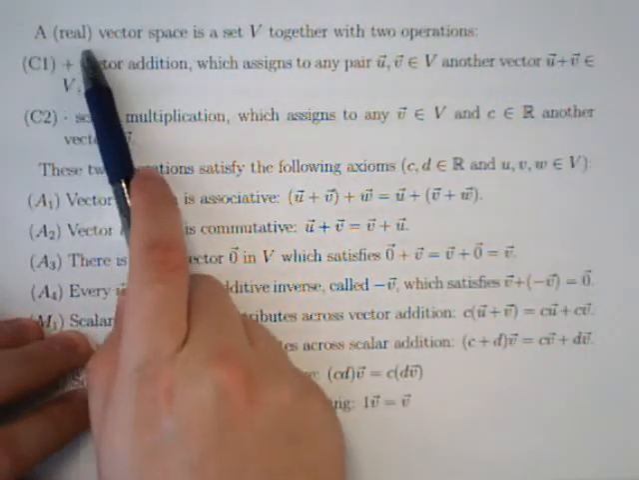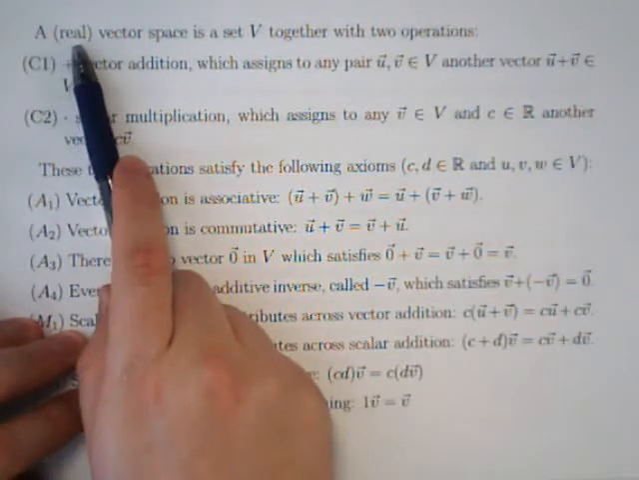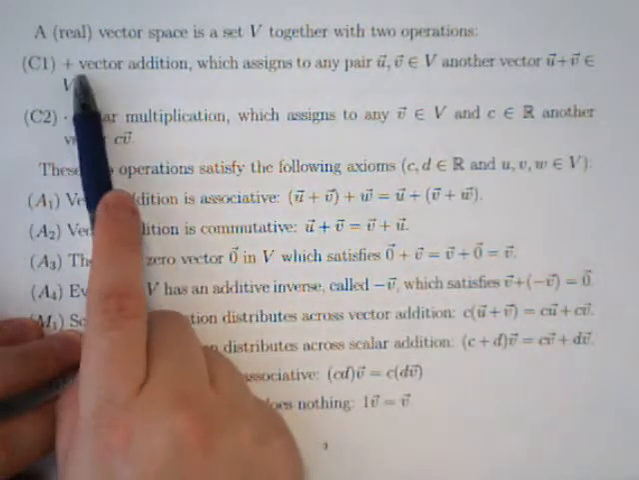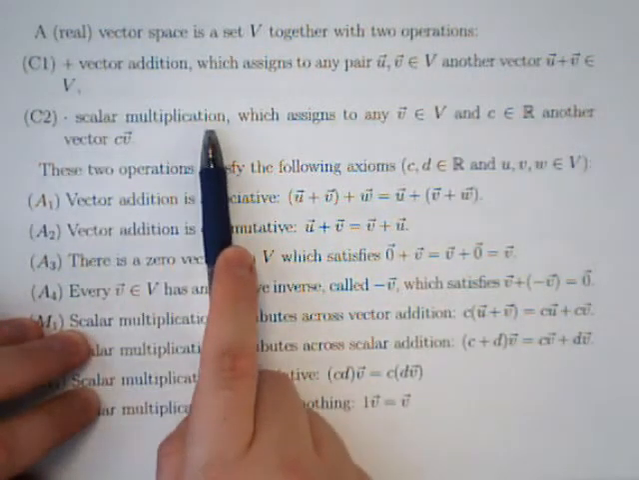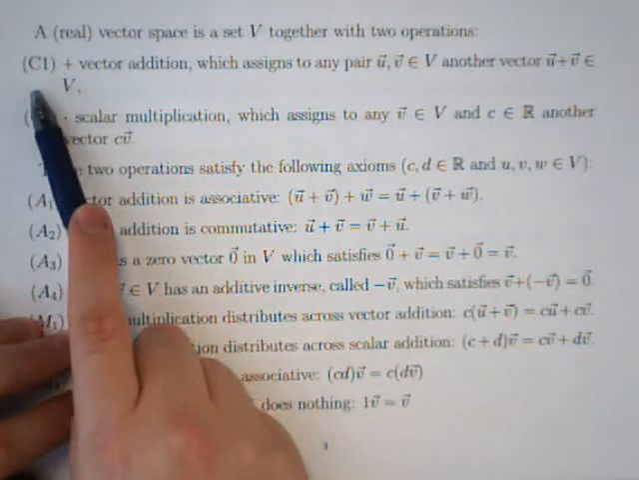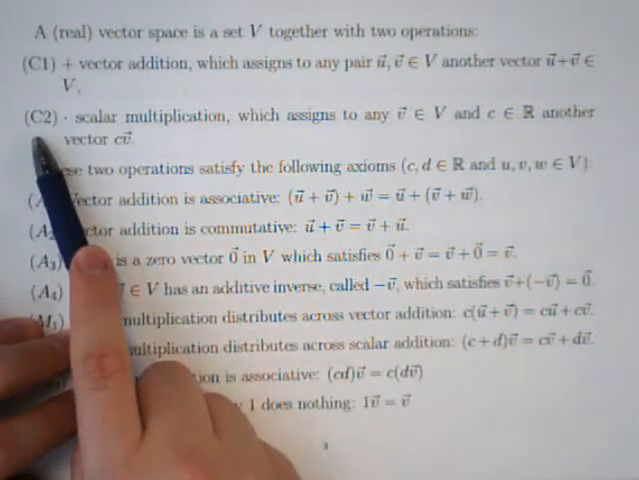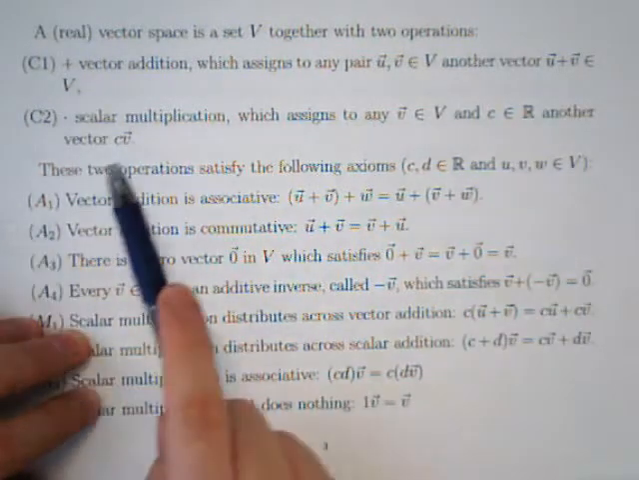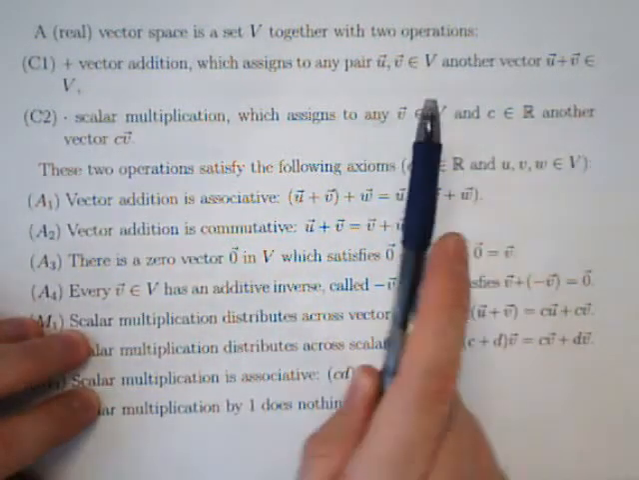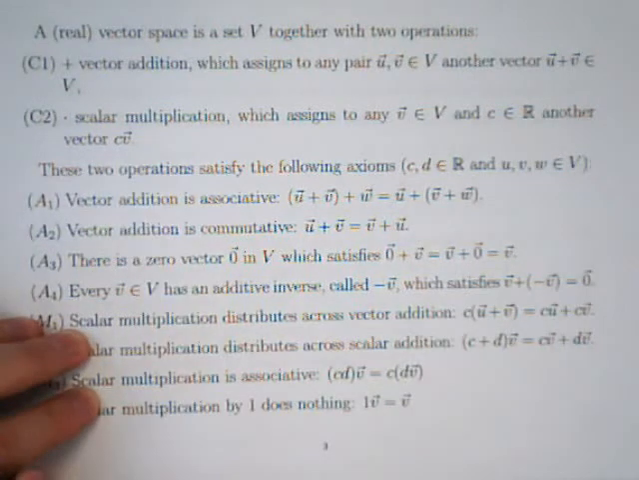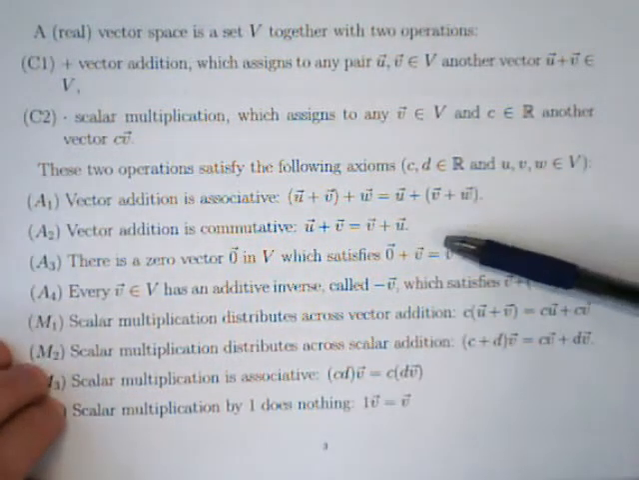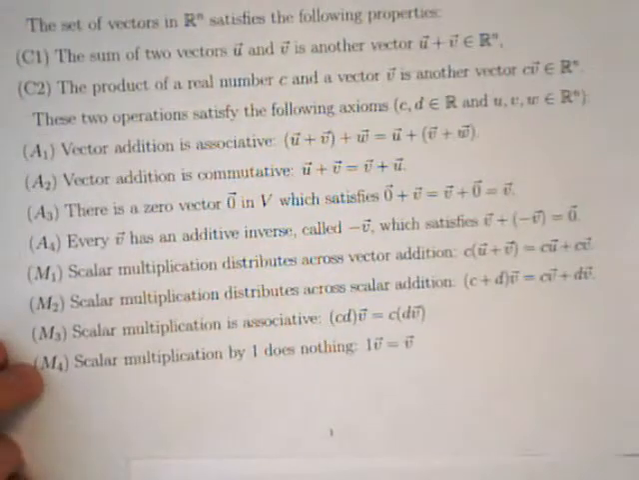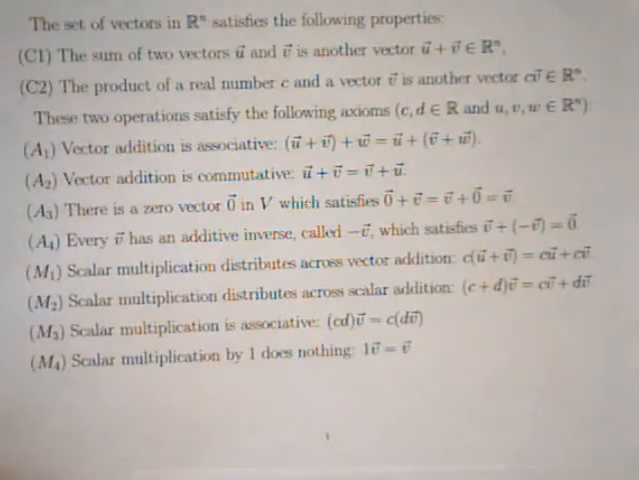A real vector space, we use the word real because you could use complex numbers instead of real numbers as your scalars, is a set together with two operations. You need a way of adding and you need a way of multiplying vectors. These are beginning with a C because they're called the closure axioms. It means that if you take any two vectors and add them together, you get a vector in the set. If you take a scalar and multiply it by a vector, you get something that's in the set. And again, it needs to satisfy the exact same properties that were satisfied by the real numbers. Anything that satisfies that is a vector space.